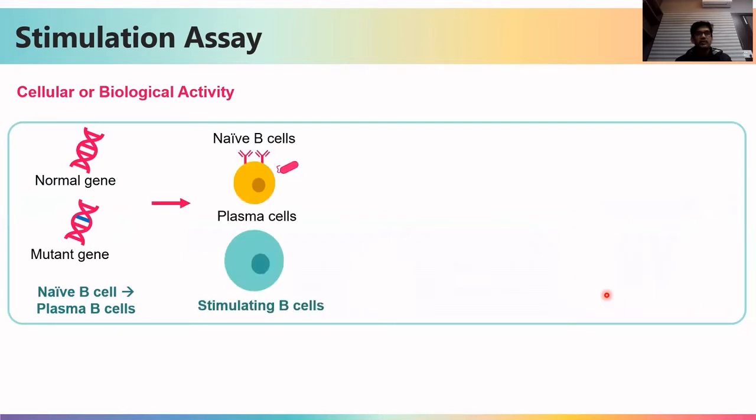So if there is a naive B cell and we give a stimulus, like in this case a stimulus of a bacteria, it should convert into a plasma B cell and start producing lots of antibody. That should happen in a healthy individual that has a normal gene. But if we hypothesize that this particular variant is causing a disease, not able to stimulate and produce the antibodies, then in the affected individual the antibody won't be produced.